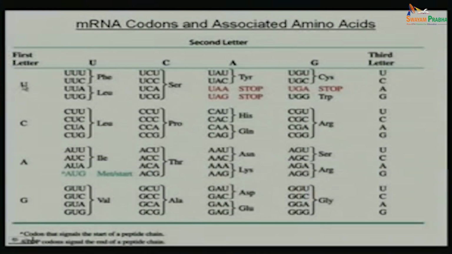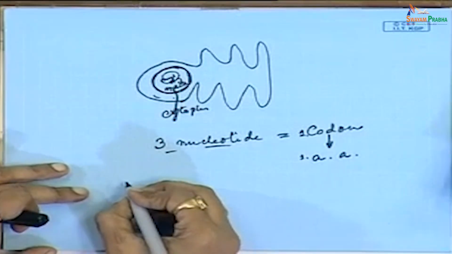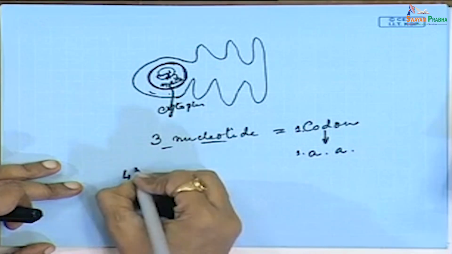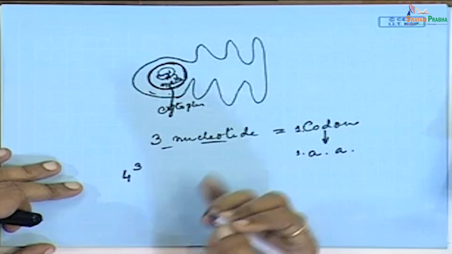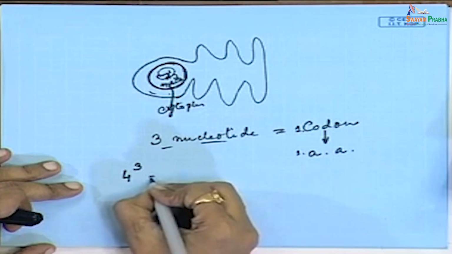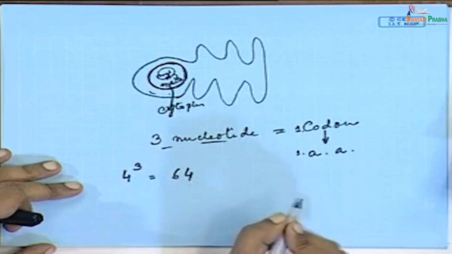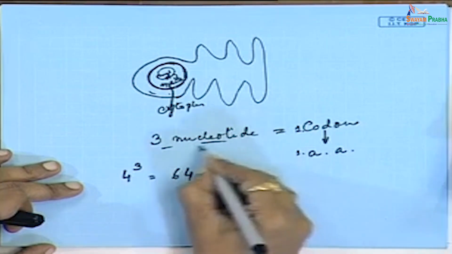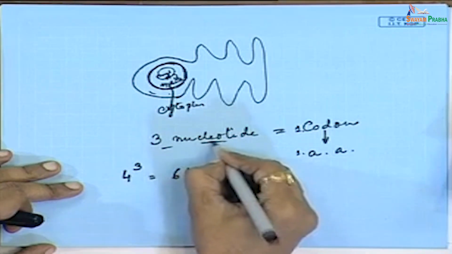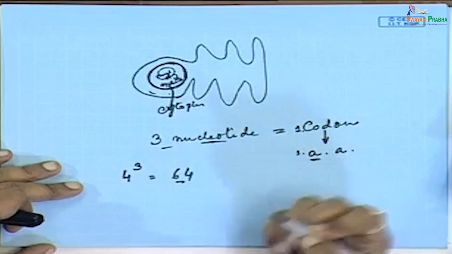U U C, U U A, U U G. See, these are the triplet codes. Now, in reality, we have 4 bases and 3 nucleotides form one code. So, in nature, we have 64 such codons which code for the amino acids.